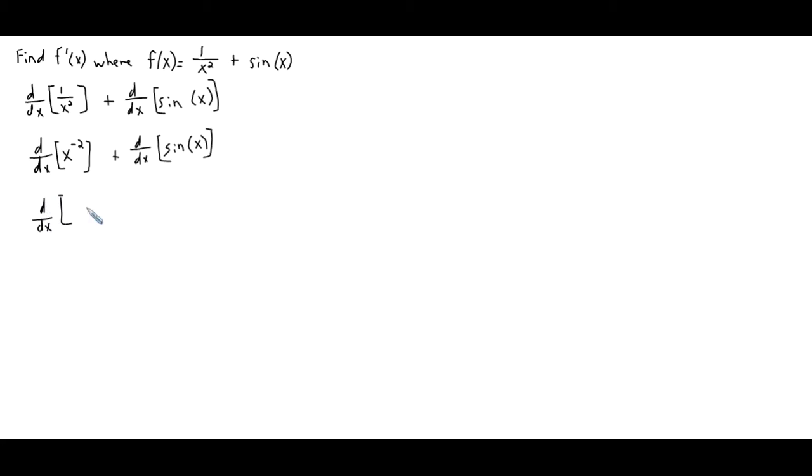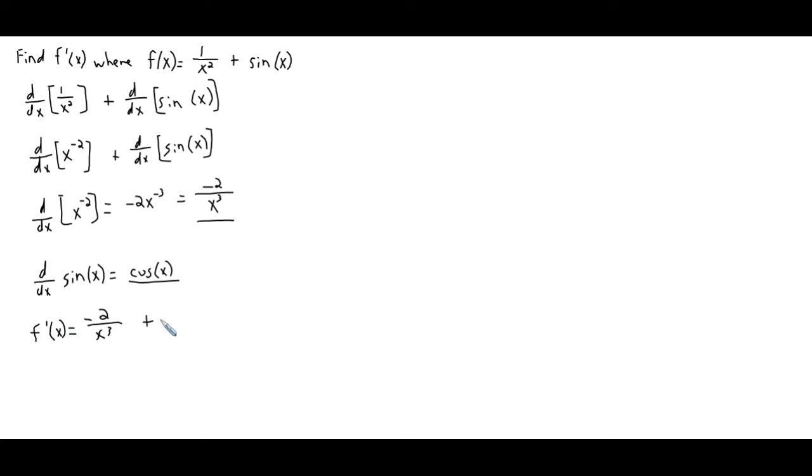What's the derivative of x to the negative 2? So that's the power rule, right? X to the n. So that is negative 2x to the negative 3, which equals negative 2 over x cubed. What about that second portion, the derivative of sine of x? Well, that's just straight from our properties, right? Derivative of sine of x equals cosine of x. So we put it together, and we get that f prime of x equals negative 2 over x cubed plus cosine of x.